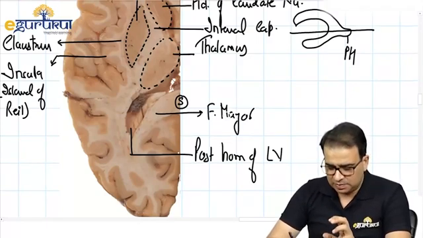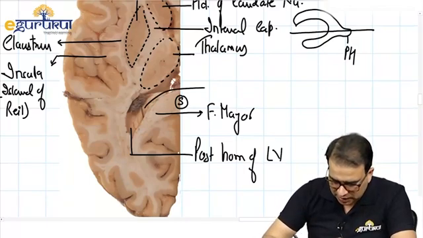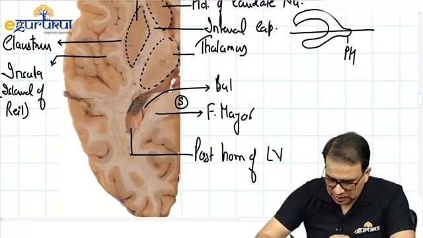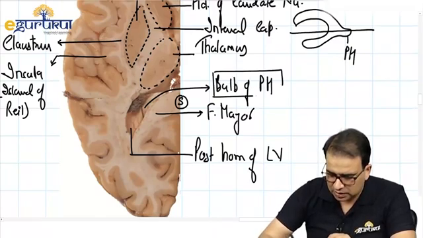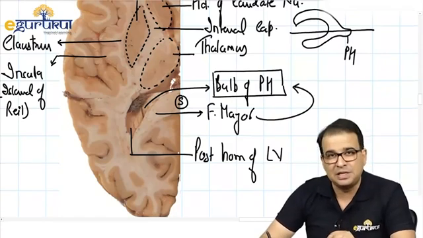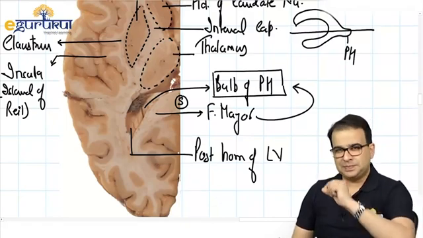In fact, these forceps major fibers are such dominant fibers that they produce an elevation in the medial wall of the posterior horn, and that elevation is called the bulb of the posterior horn. This again could be a question here. The bulb of the posterior horn is because of what? The bulb of the posterior horn is because of the forceps major fibers.